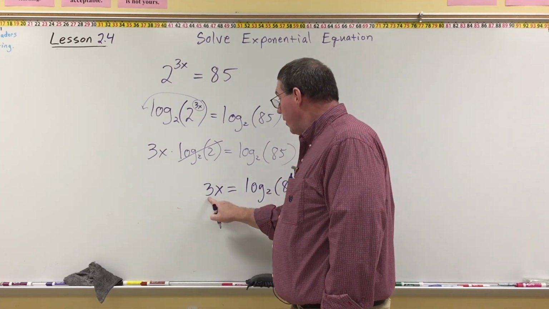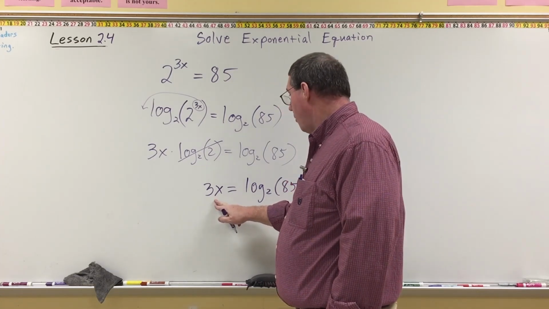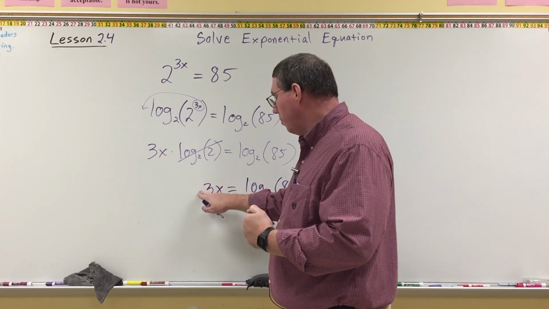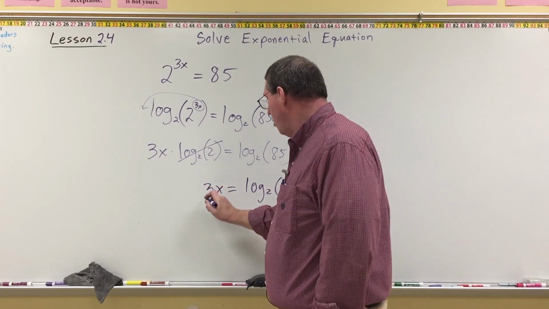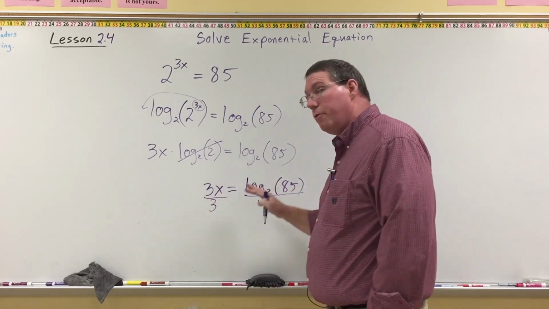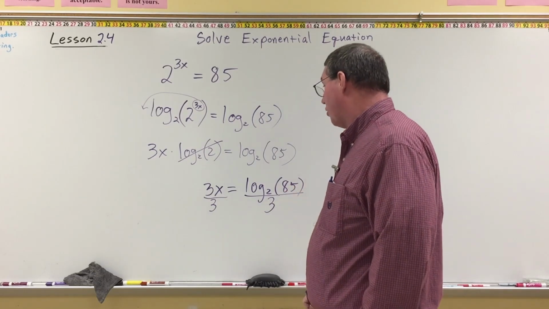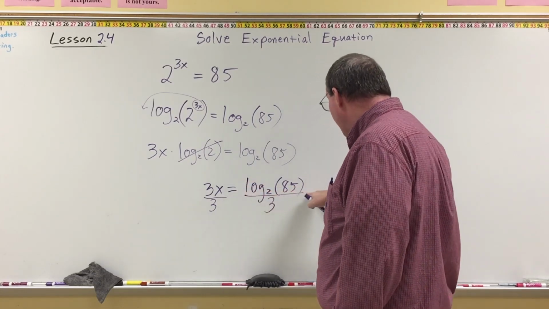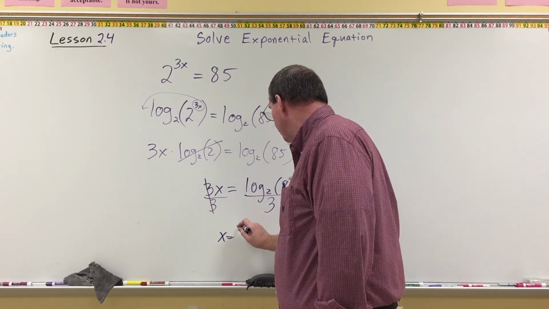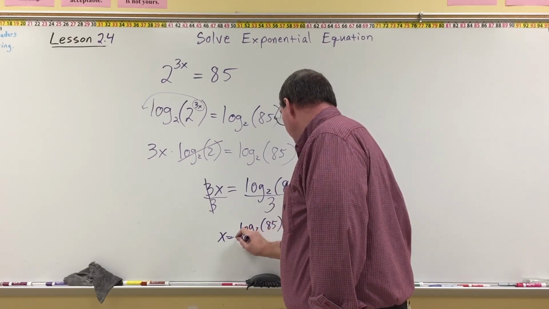And now we know how to do this one. Back when we did linear equations a few lessons ago, we want to get the x by itself. So we want to cancel the multiplier of 3. And so we're going to divide by 3 on both sides. Whatever we do to one side, we have to do the exact same thing to the other side, okay? We're not dividing 85 by 3. We're dividing the entire logarithm by 3. It's going to cancel the 3, and we have x is equal to log base 2 of 85 divided by 3.